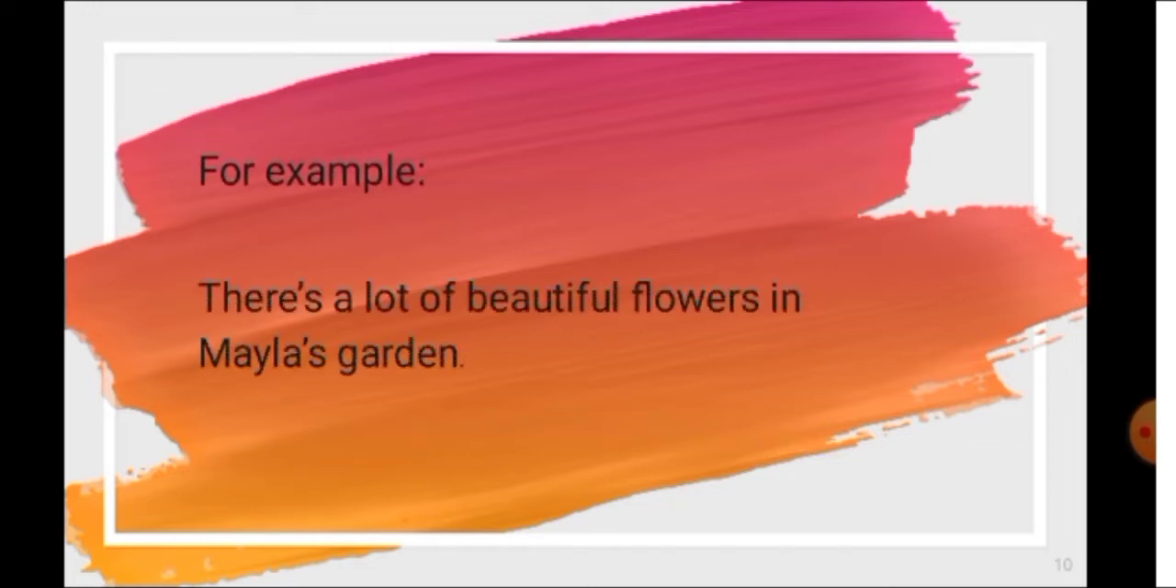So this is an example. There is a lot of beautiful flowers in Myla's garden. So this is our sentence example. So we are going to distinguish what are the phrases and words in this sentence. There is a word there, a lot, a word of, a word beautiful, a word flowers, a word in, a word Myla's, and a word garden.